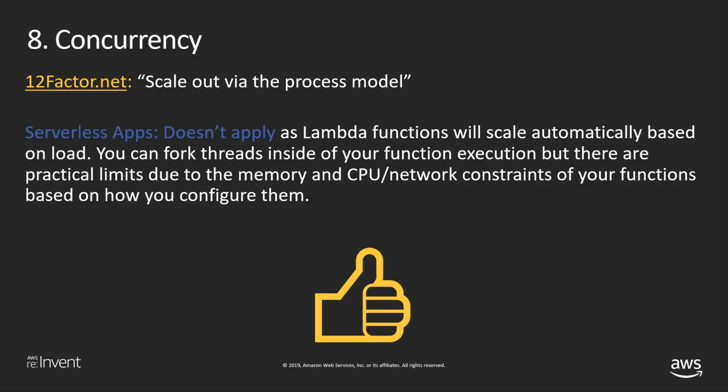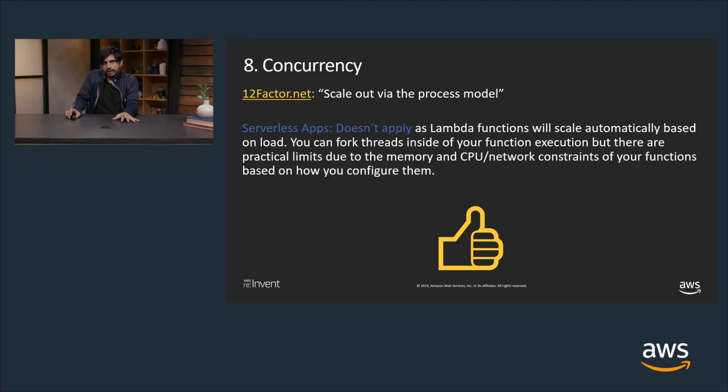Next, we'll talk about concurrency. This is scale out via the process model. Having to actually handle this does not apply with serverless and Lambda functions, they're designed to scale automatically based on load. You can fork these threads inside of your function execution, but there are practical limits due to memory and CPU network constraints. And so it all depends on how you configure your function. But one of the lovely things about this is that you're not over provisioning to handle load. This is all managed within AWS.